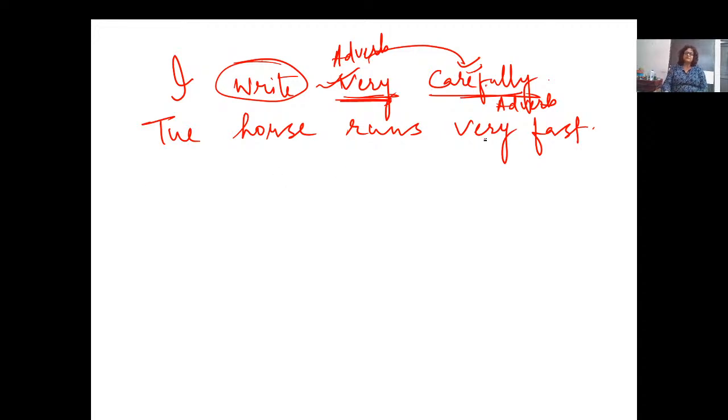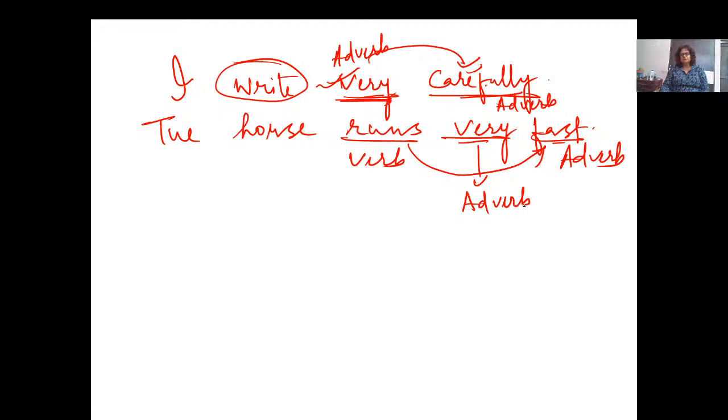The horse ran very fast. If I write the horse runs, runs is a verb. How does the horse run? It runs very fast. Fast is an adverb. How fast is it? It is very fast. Very is also an adverb. But the difference is that fast is the qualifier of run and very is the qualifier of fast. Is that clear or not?